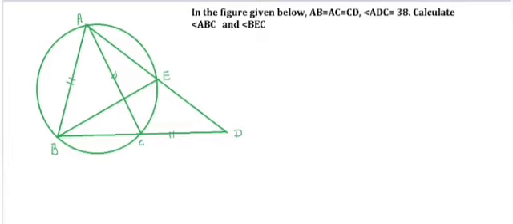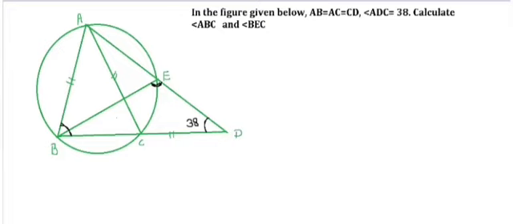In this question, in the figure given below, AB is equal to AC is equal to CD. We need to find out angle ADC. This is our angle ADC. This is given, angle ADC is 38 degrees. We need to find out angle ABC, this angle, and angle BEC, this angle. These two angles we need to find out.